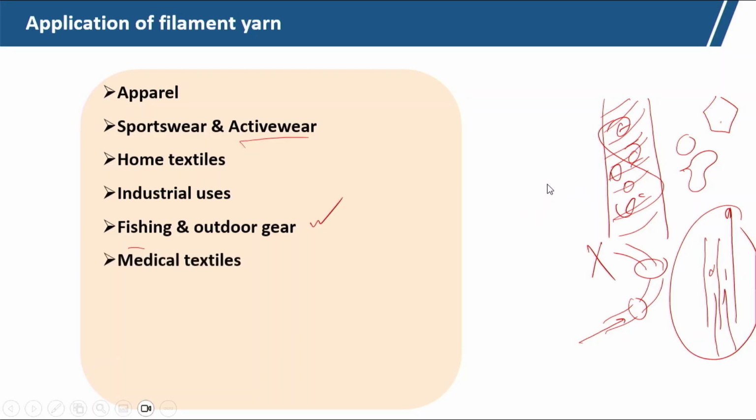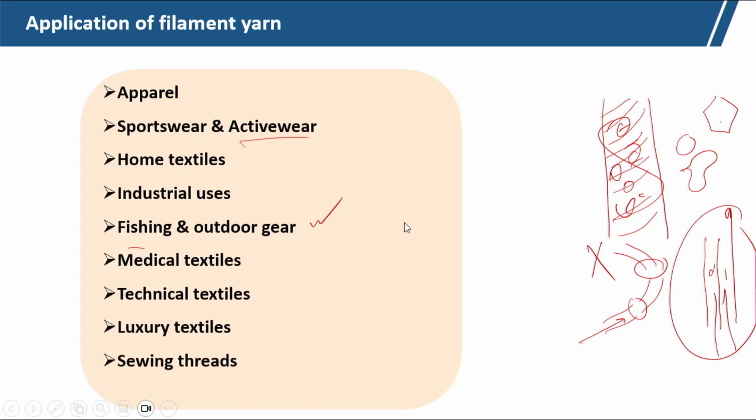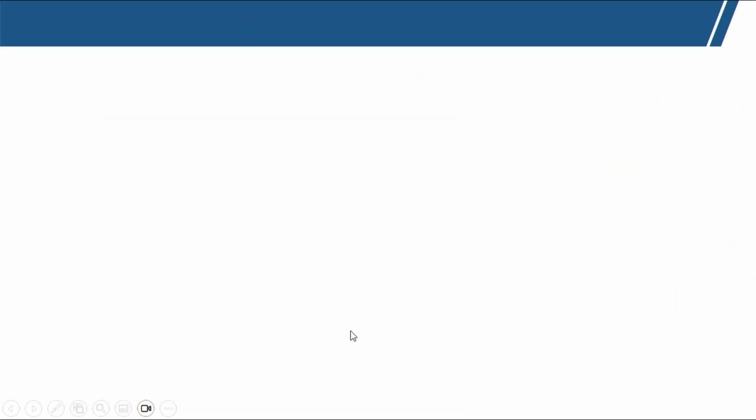In medical textiles, this is the area where it is widely used. Technical textiles and protective textiles we use. Luxury textiles. Sewing thread sometimes we use, but in sewing thread very special types of applications are there, and we use coarse spun filament yarn.